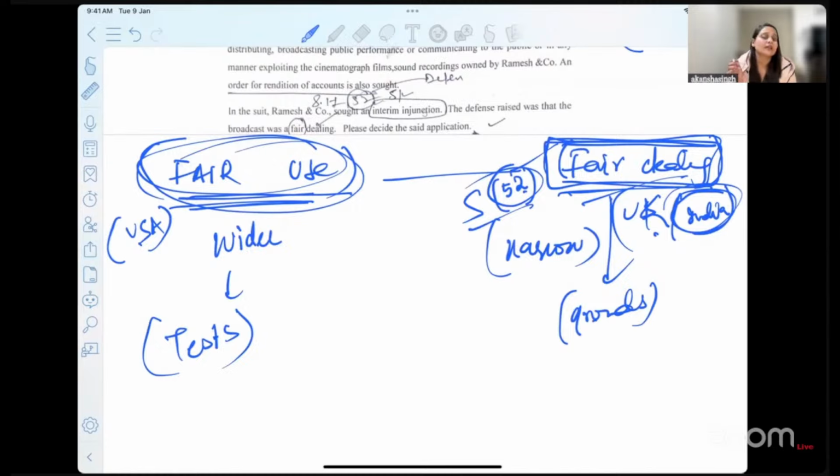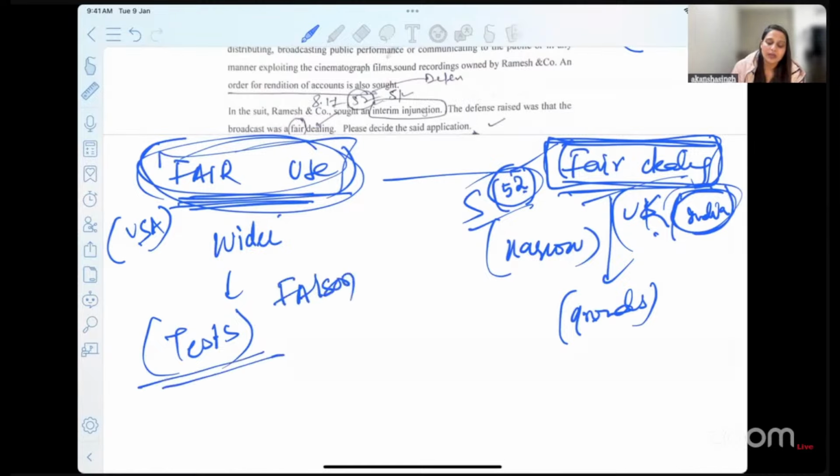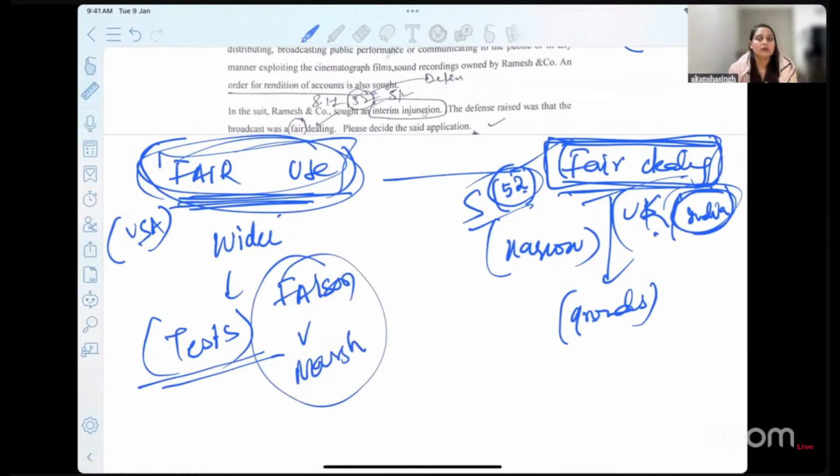So when you're writing your answer, you can, in comparison, talk about fair use. I'll give you a case also, Folsom versus Marsh. You can talk about the test that was laid down in this particular case law regarding fair use.